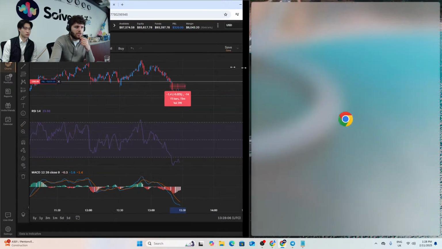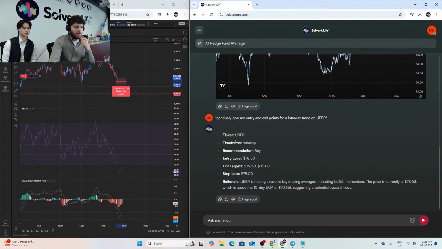Okay, so our intraday trade for Uber. What we have here, of course, is an intraday time frame. It's recommended we buy at an entry point of 78.50. We have two exit targets, one at 79.50, one at 80. And then we have our stop loss at 78.